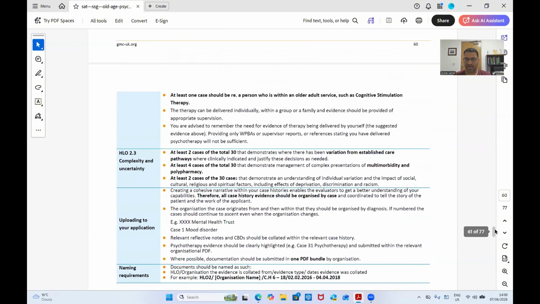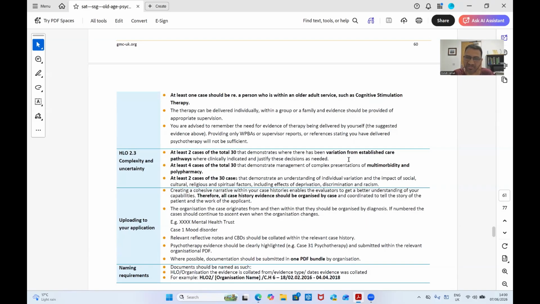As you can see, I've already mentioned polypharmacy, comorbidities, multiple comorbidities, at least two cases of the total 30, and variation from established care pathways where clinically indicated, and justify these decisions as needed. Variation from established care pathways could be a referral to any medical specialty.